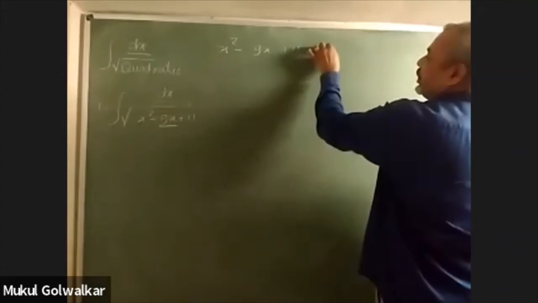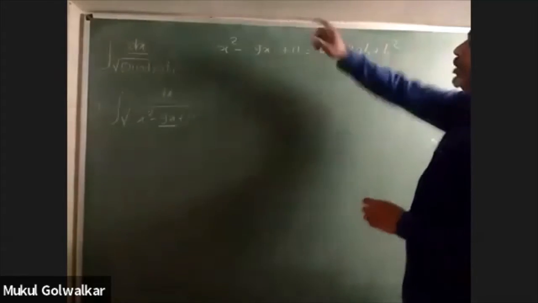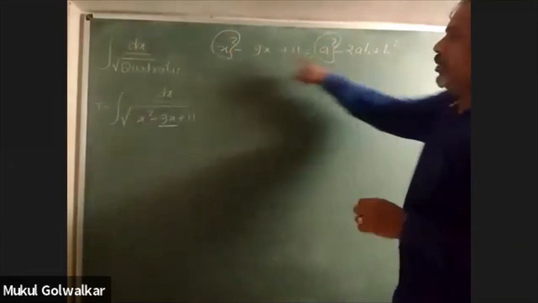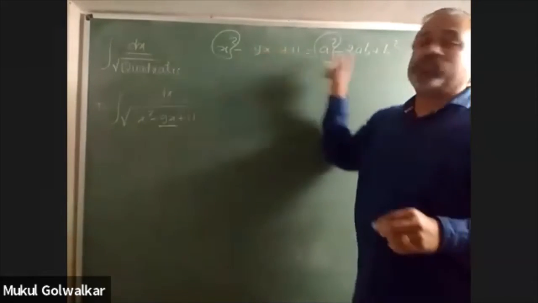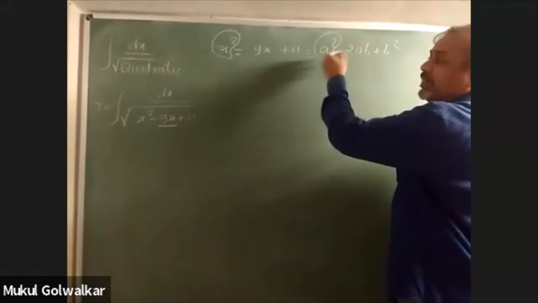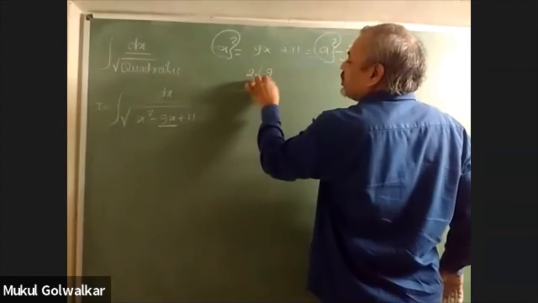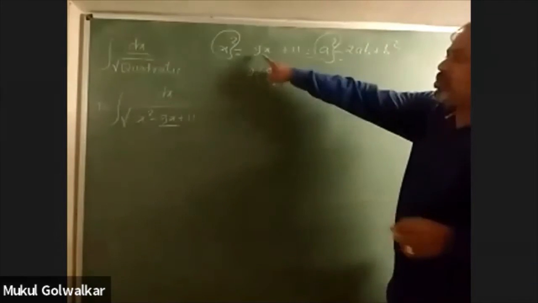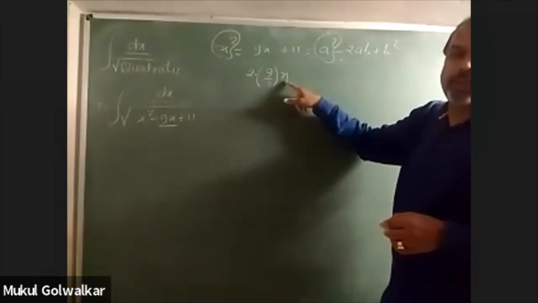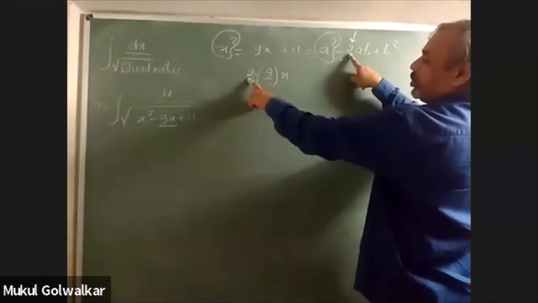If I compare it with a square minus 2ab plus b square, now you see that a square can be compared with x square. Both of them have the coefficient 1, so there is no problem. This minus sign can be compared with minus sign, no problem. Let me do one small thing: I multiply it by 2 and divide this quantity by 2. So the middle term 9x becomes 2 into 9 by 2 into x. Here you can see that this 2 also can be compared with 2.